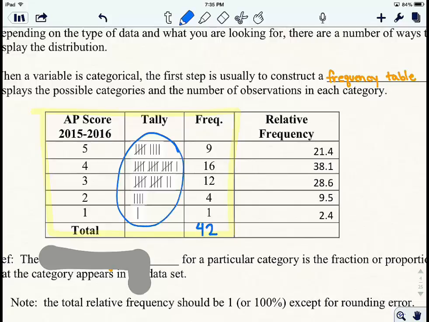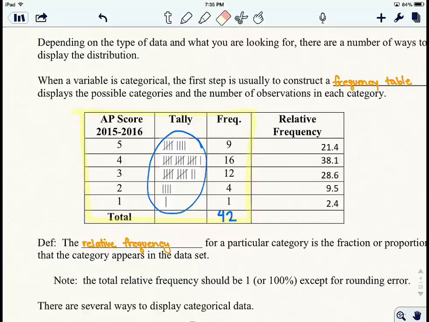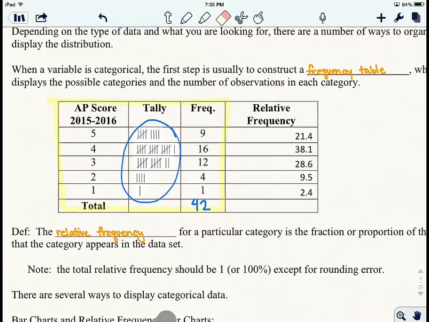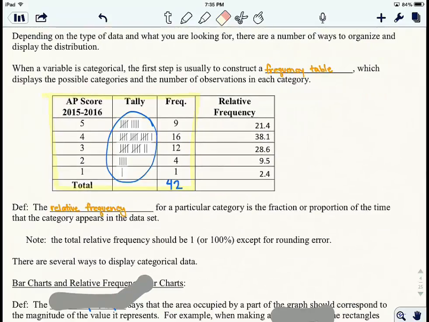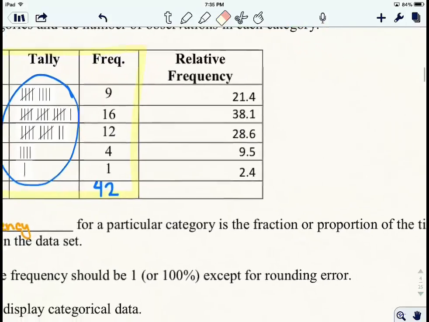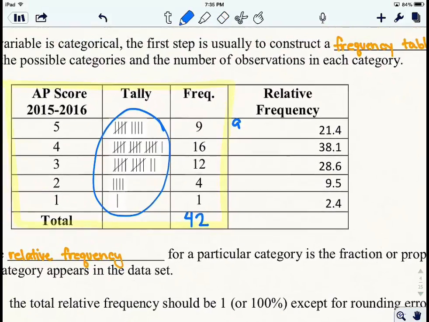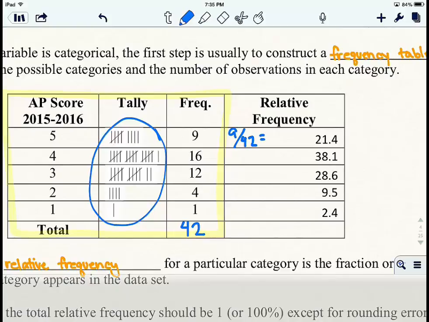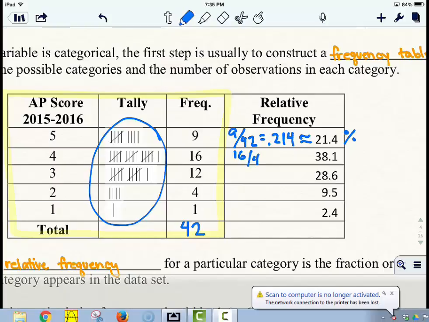Okay, and then over here we have the relative frequency, which comes with this definition. The relative frequency for a particular category is the fraction or proportion of the distribution that the category appears in the data set. So in this case, 9 out of 42 students had a 5, which is about 0.214, which is about 21.4% earned a 5. And you would do that for all of them. What you may notice is if you did that for all of them, they would add up to 1 or 100%. That should always happen unless there's a rounding error.